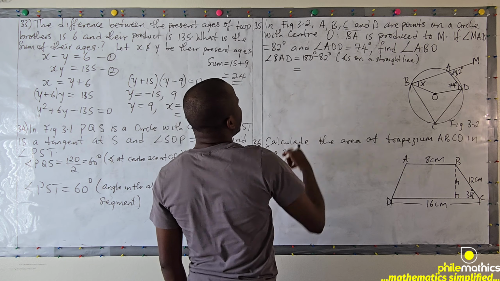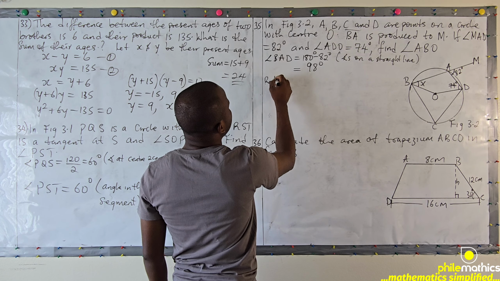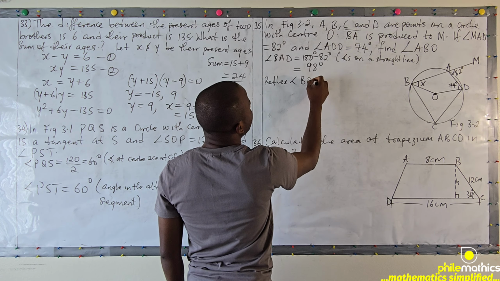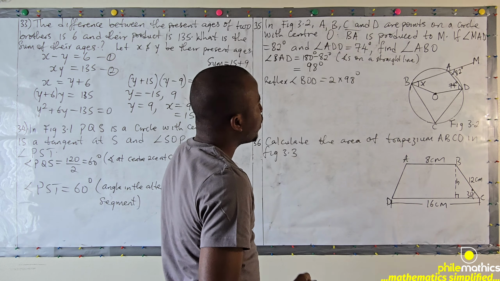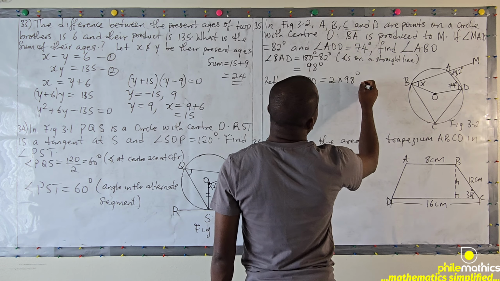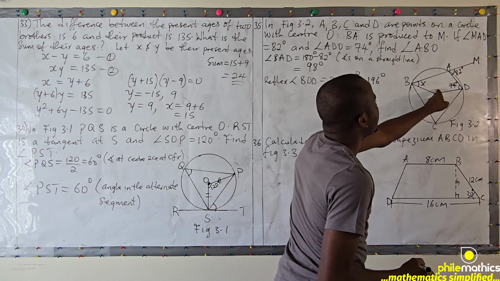With this, I can get what this is by saying angle at center twice angle at circumference. So reflex angle BOD is simply 2 times 98 degrees. And 2 times 98 degrees is 196 degrees. And so, how about this? How do we get this?